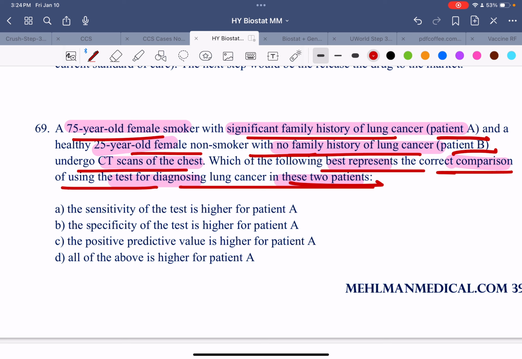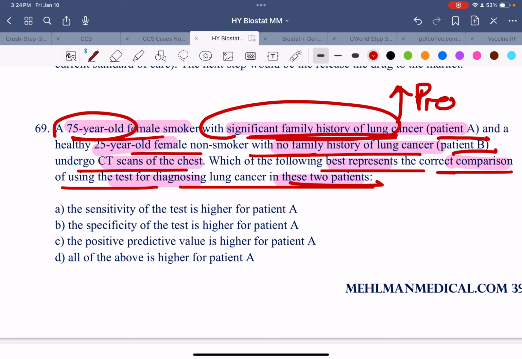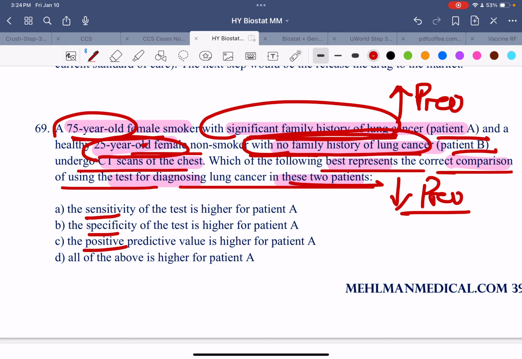So basically, when they are giving us that this patient is old and has significant history of lung cancer in the family, that means that she has increased prevalence because of her age and her family history. Whereas this patient is young and has no family history, then this is telling us that this patient is less likely and has less prevalence. So out of these values that they have given us, which of these is actually affected by the prevalence? You automatically know that the positive predictive value is higher for patient A, or it can also be said that the negative predictive value is less for patient A.